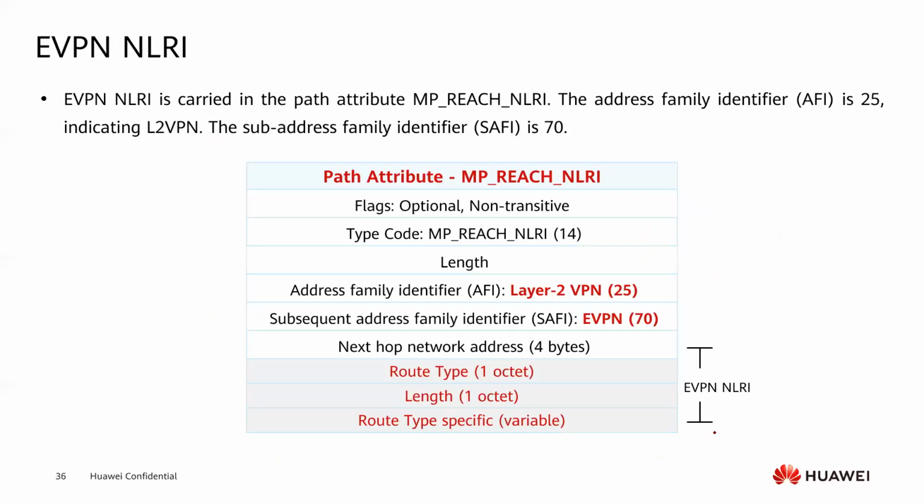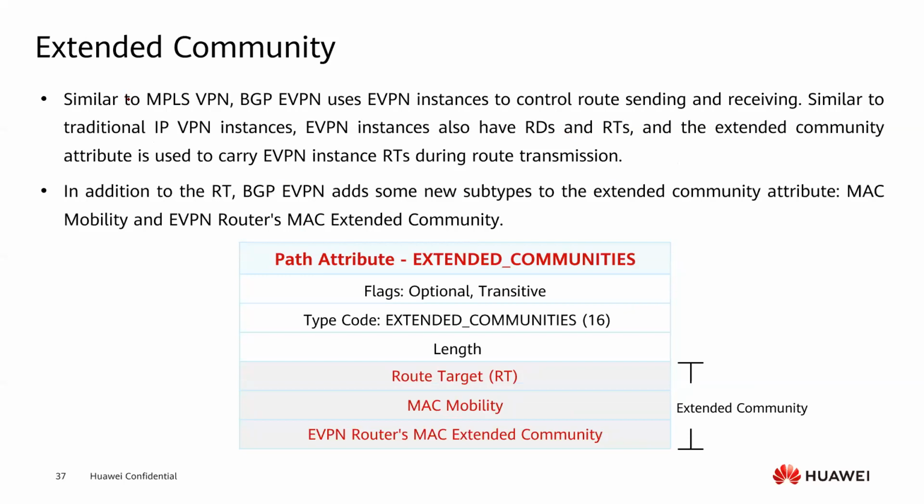It is the same. Now we have introduced the EVPN NLRI. We have already said it is carried in the path attribute, which we call MP-REACH NLRI. The address family identifier is 25, which indicates layer 2 VPN, and the subsequent address family identifier is 70, which represents VXLAN.